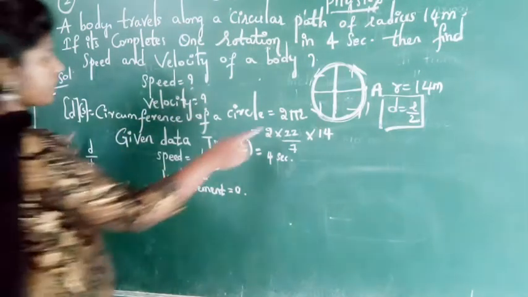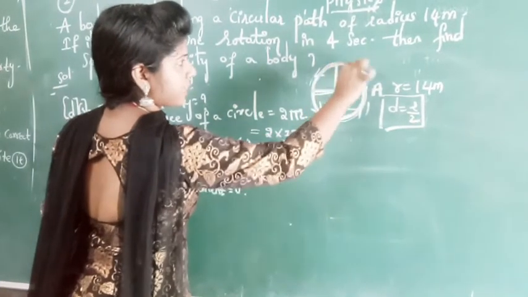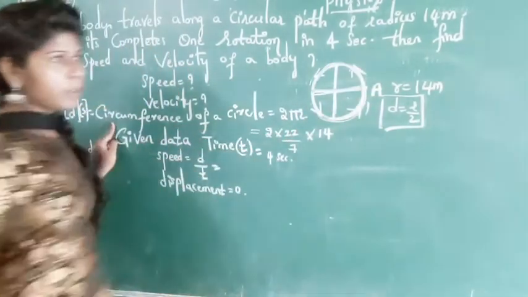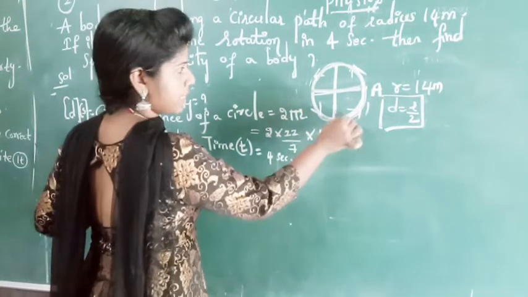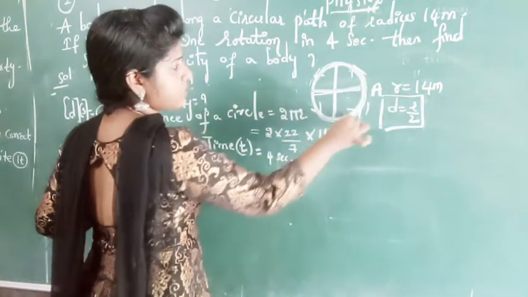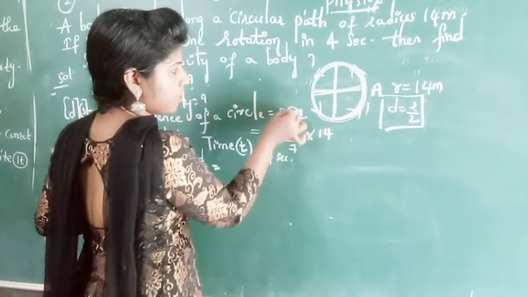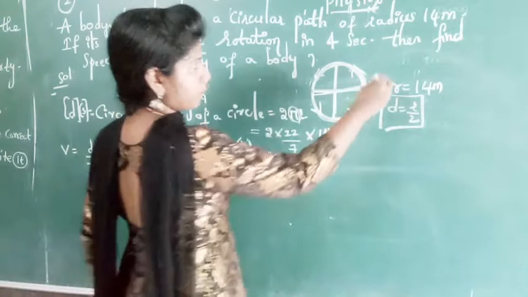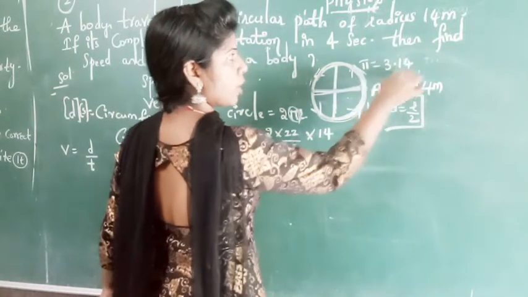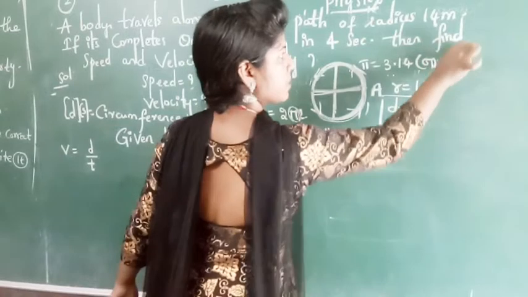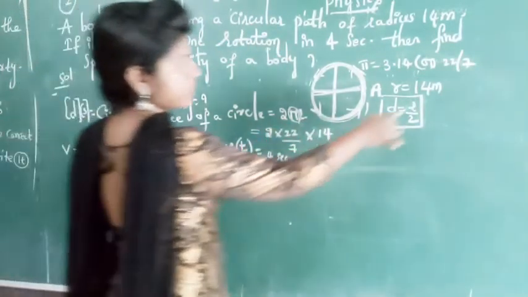So given the distance, this is the circumference, we can take that as the distance, right? What is the formula for the circumference of a circle? 2 pi r. Given the radius, that is the reason I am taking the distance as 2 pi r. So 2 into, what is the value of pi? 22 by 7, or you can take 3.14 also. 22 by 7 into, given radius is 14 meters.